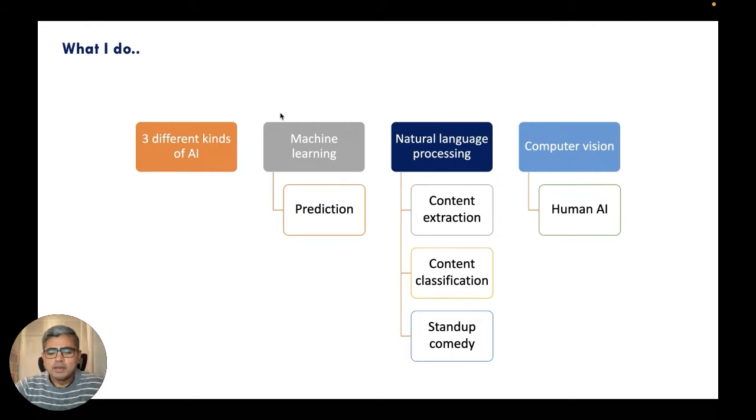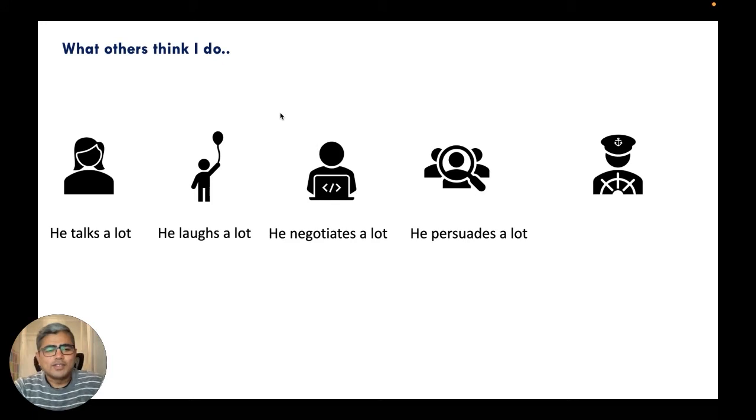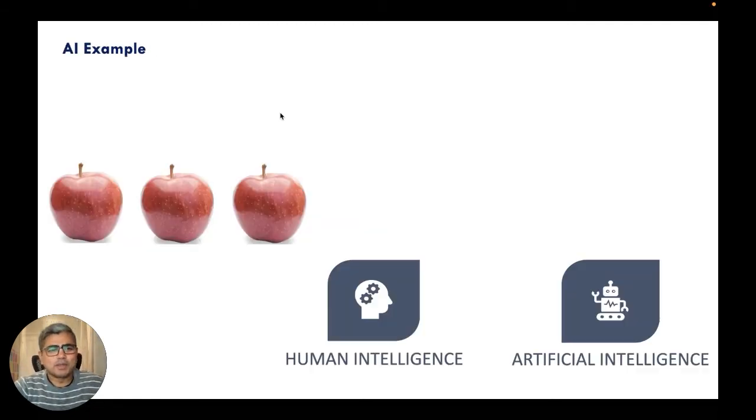This is what I do. But during the pandemic, I asked around what others think I do. So on the left, you see my wife. She thinks I talk a lot. That's my kid next to her. He thinks I laugh a lot. If you ask my developer friends, they'll tell you I negotiate a lot. And if you ask my customers, they'll say he persuades a lot. And the person on the right is a mix of a manager, a mentor, an HR person, a lot of friends. And what do they think? He doesn't do a whole lot. So that's what you'll get if you ask around people.